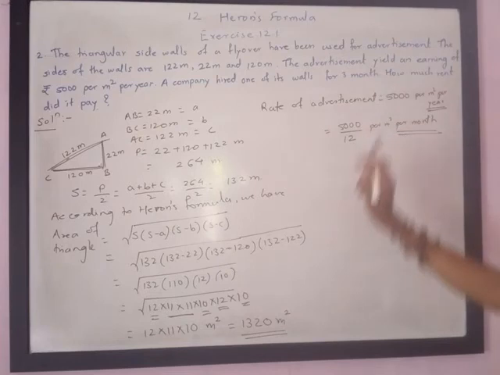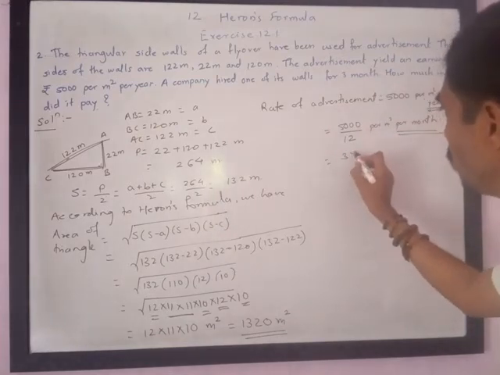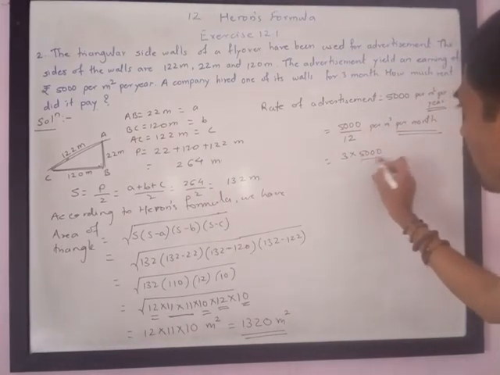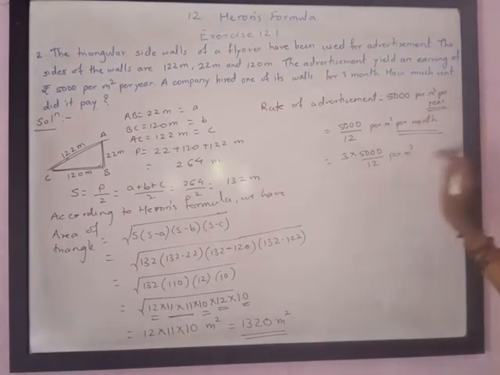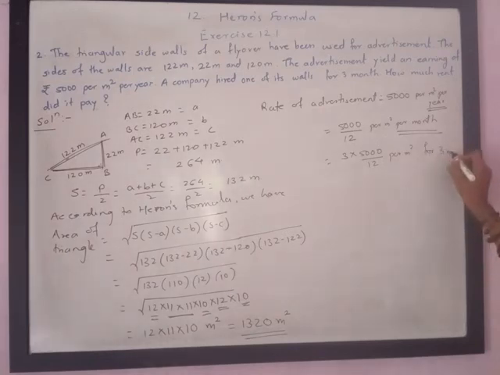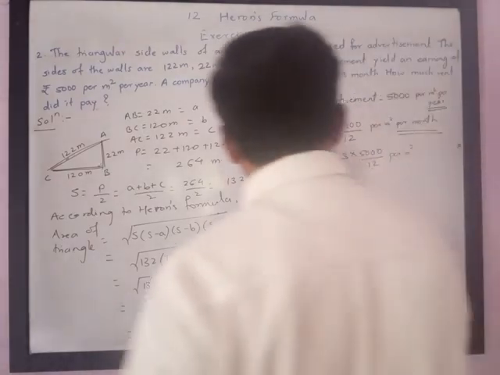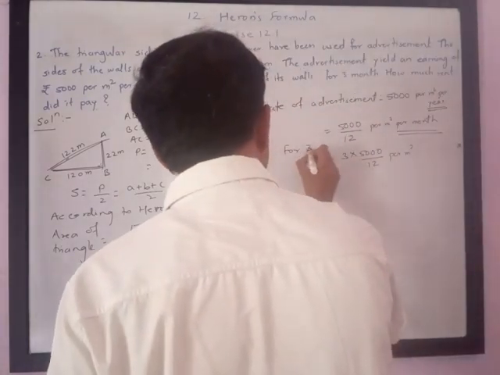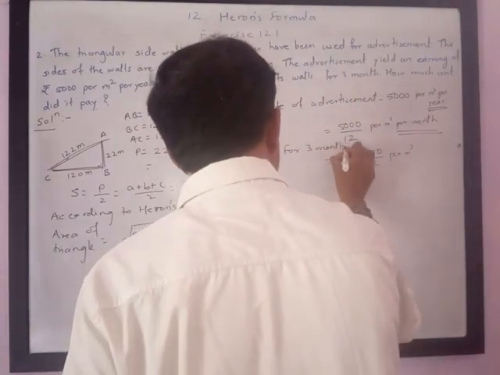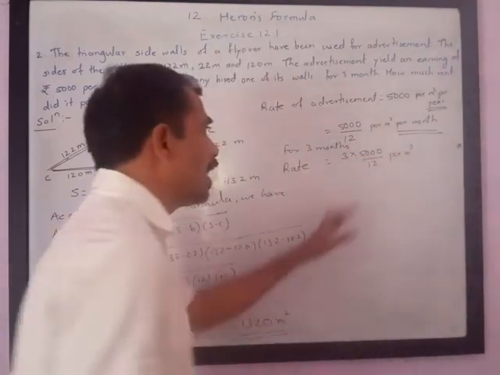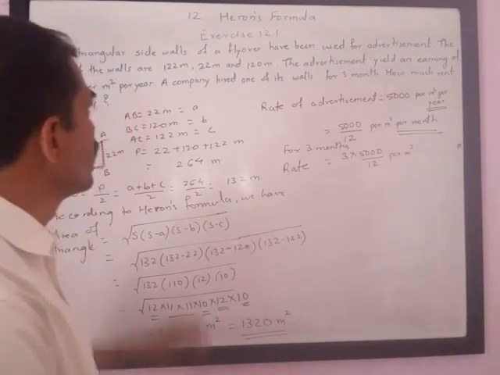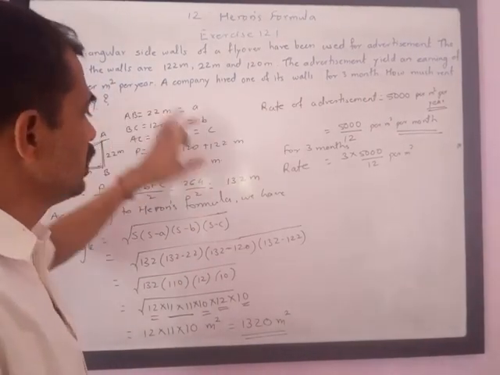Now for 3 months, it will be 3 multiplied by 5000 upon 12 per meter square for 3 months. For 3 months, rate is equal to 3 multiplied by the rate for 1 month.